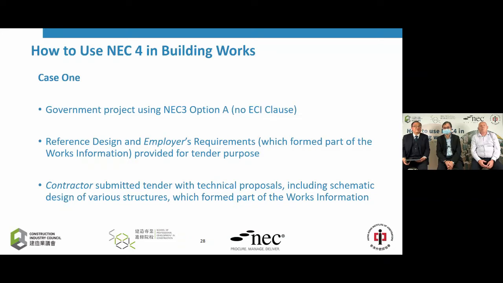In fact, in the ordinary NEC3 contract, you don't have the ECI clause. Although I understand that after the publication of NEC3, the NEC actually published a standard clause to be supplemented with NEC4, and then this ECI clause is also incorporated as a standard optional clause in NEC4.